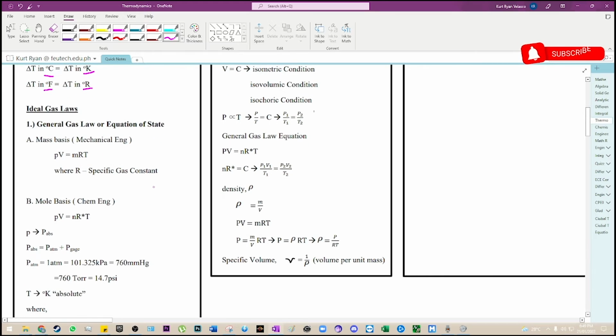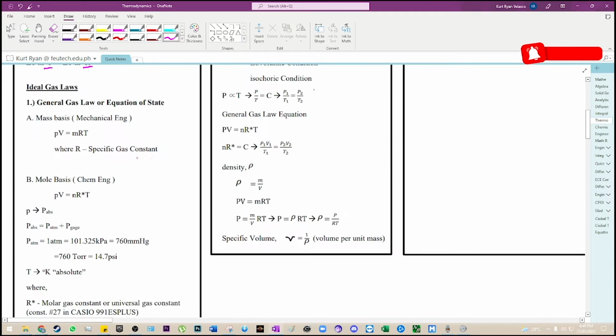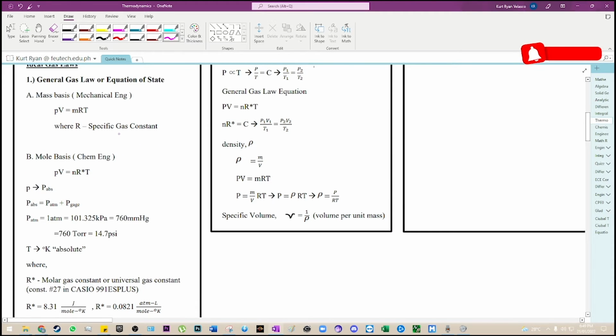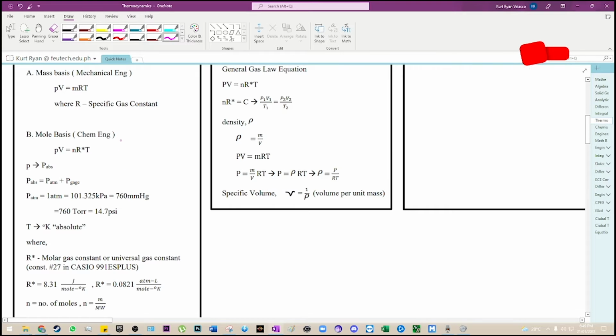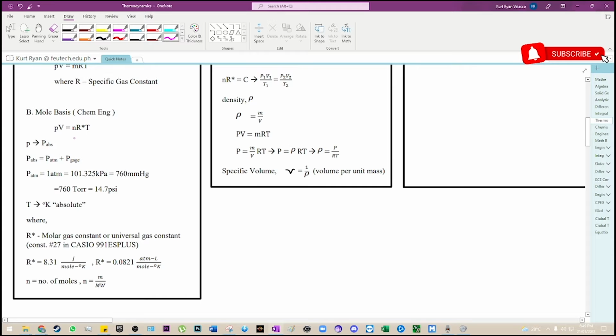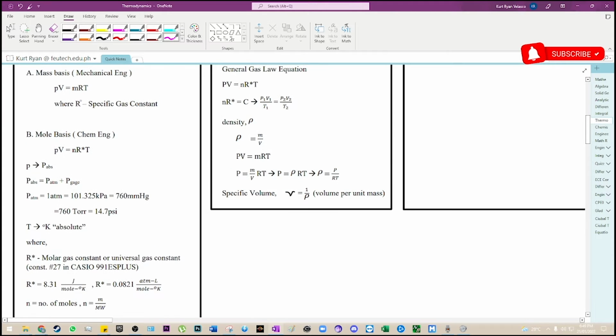Now, ideal gas law. So we have here the general gas law or equation of state. We have the mass basis, which is usually used in mechanical engineering. We have PV is equal to mRT, where R stands for the specific gas constant. But for the mole basis, which is usually used in chemical engineering, we have PV is equal to nR*T, where R* is the molar gas constant. So the R in PV = mRT and the R in PV = nR*T are different.